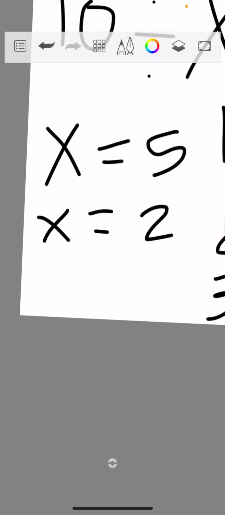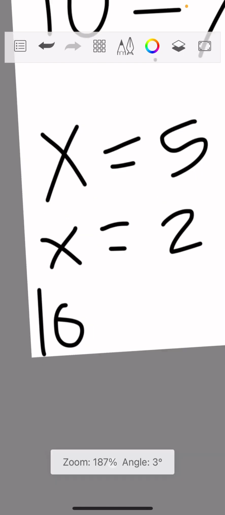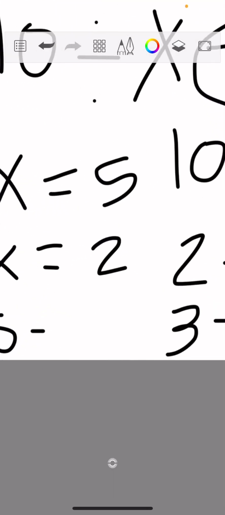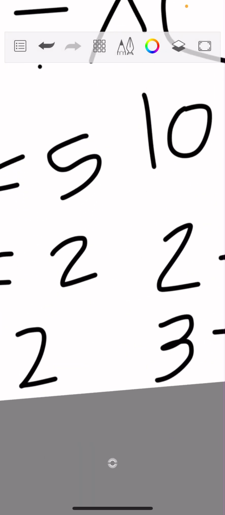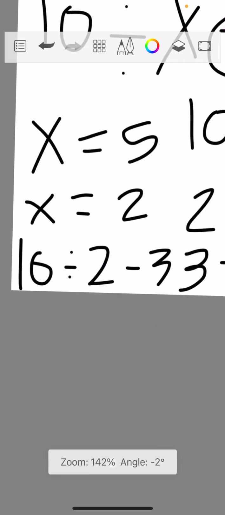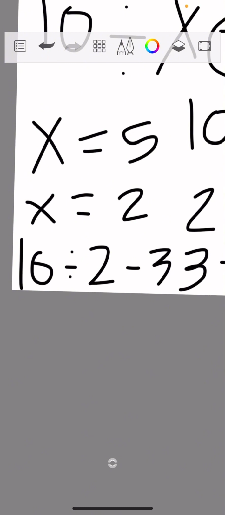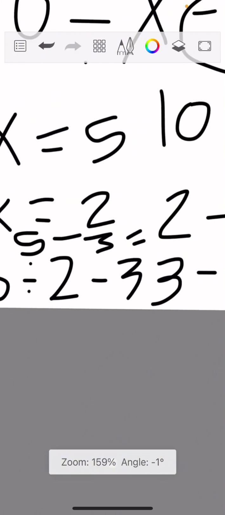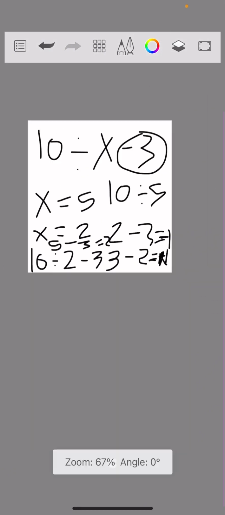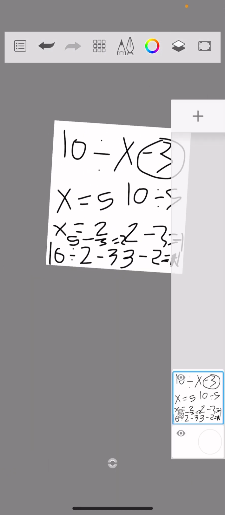And then, let's see. What about if it equals 2? 10 divided by what is x? 2. Minus what? 3. 10 divided by 2? What is that? 5. 5 minus 3? What is that? 2. That's how it works.